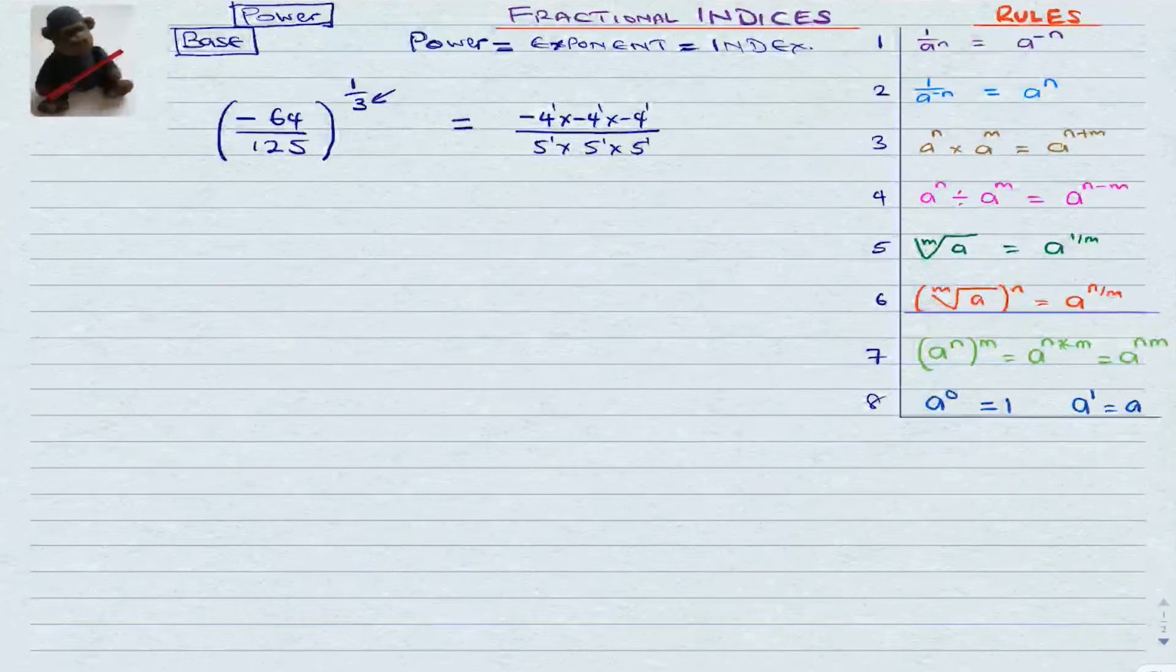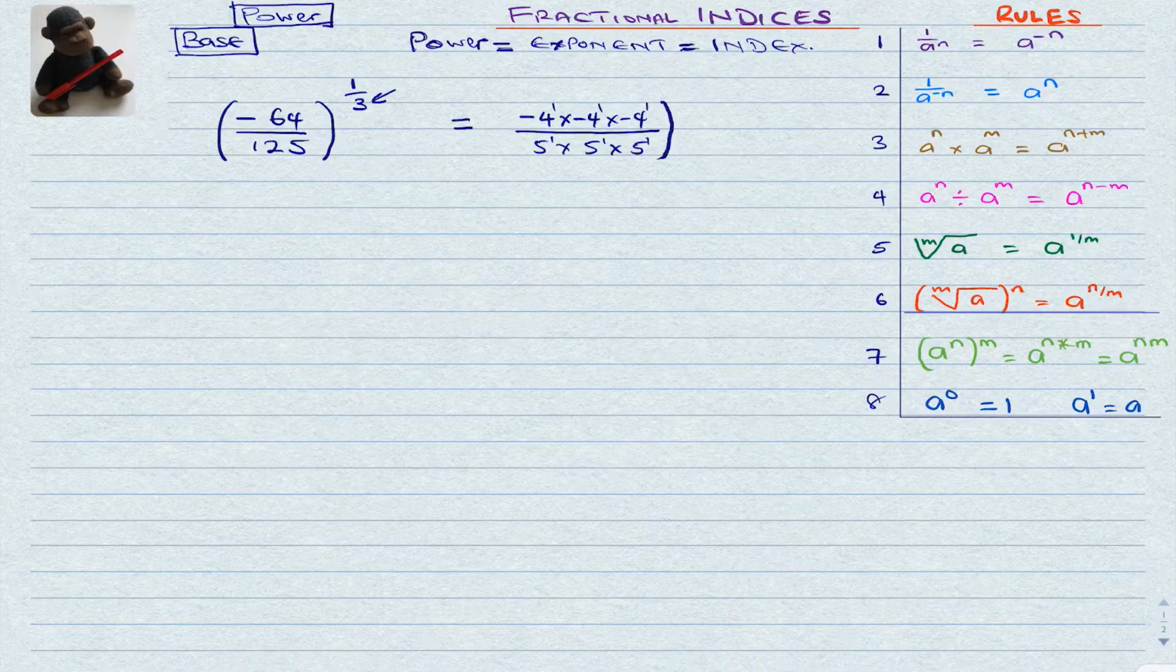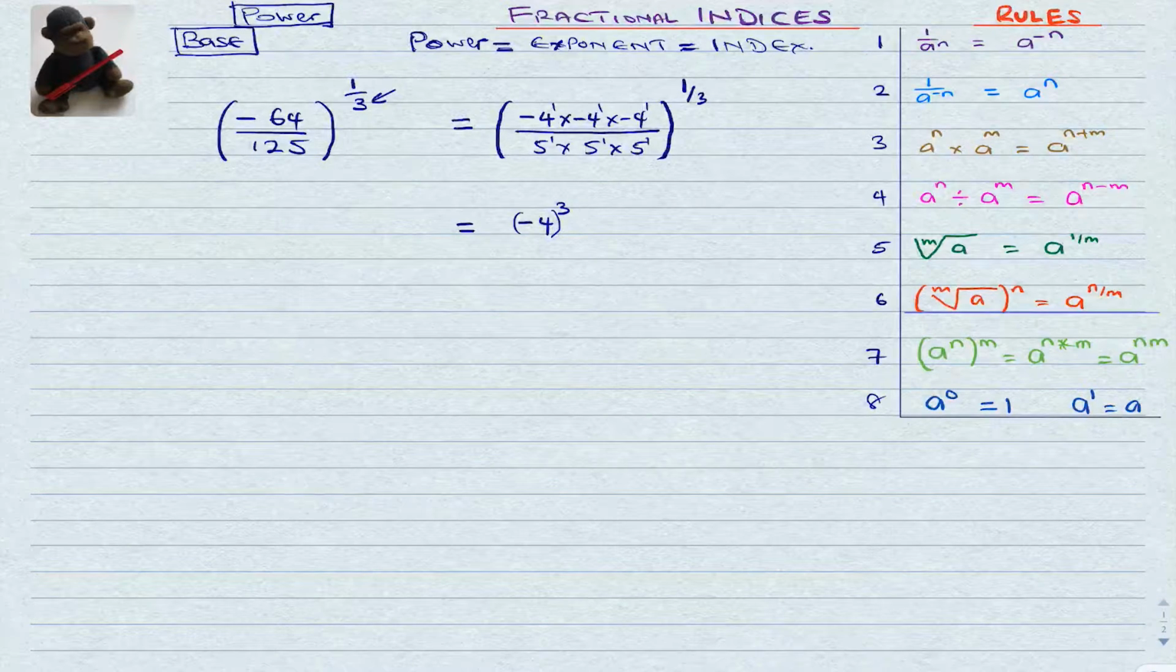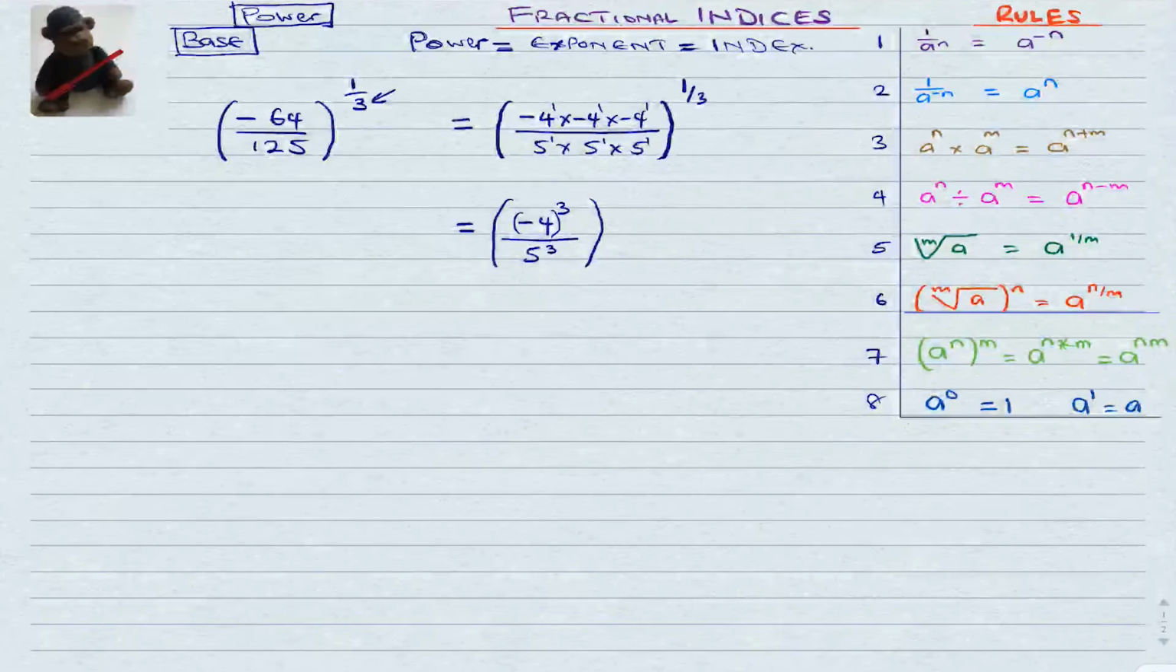That's rule number 8. A to power 1 equals A. And then if I put the fractional index on it, which is 1/3. Now if I add the power, because the base is the same, that will be minus 4 to power of 3. You should really put in a bracket, divided by 5 to power of 3, all into a power of 1/3.